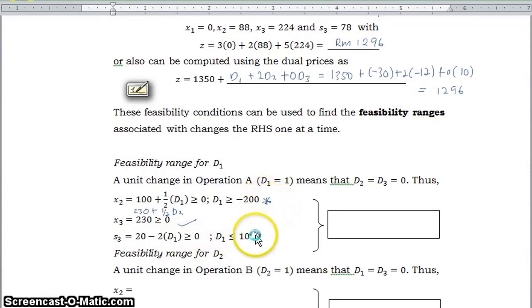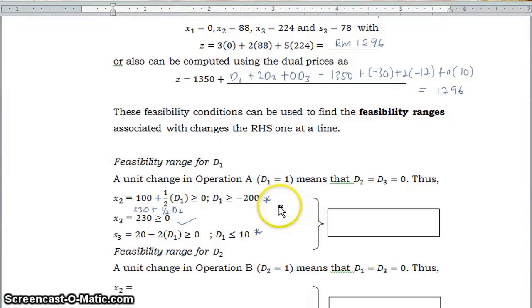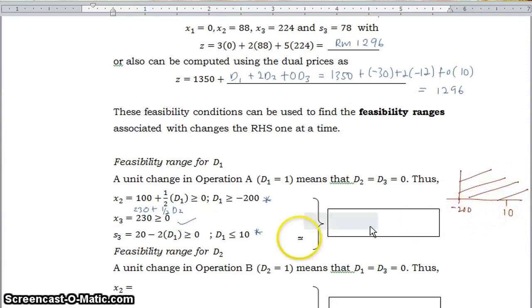Now we have these two inequalities. To find the range for D1, we need to draw the number line. We have negative 200 and 10. We start from negative 200, and D1 is greater than or equal to negative 200, which means the area of this inequality is on the right hand side of negative 200. For D1 less than or equal to 10, the area is on the left side of 10.